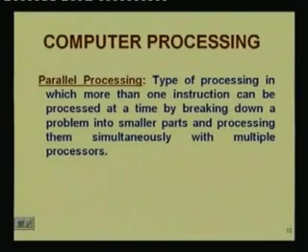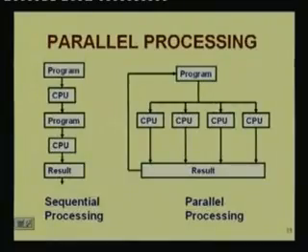Let me repeat once again. Parallel processing is a type of processing in which more than one instruction can be processed at a time by breaking down a problem into smaller parts and processing them simultaneously with multiple processors. So here is an example of the parallel processing. In the sequential processing, we have the program to CPU to result, right.